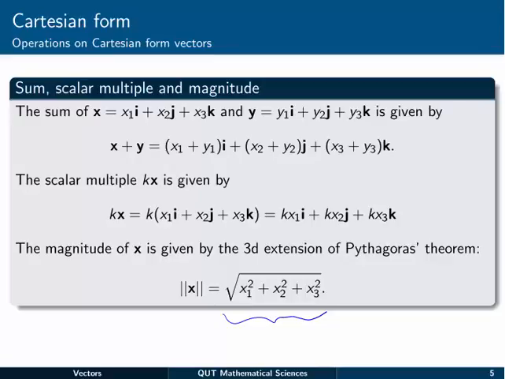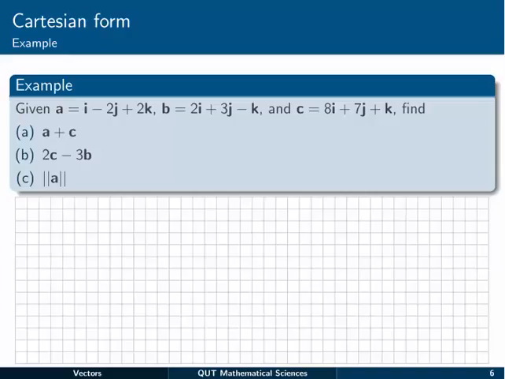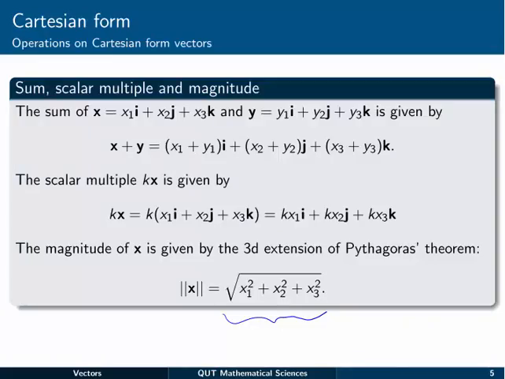Okay, so let's try out these new rules with an example. Here we're given three vectors, a, b, and c in 3 dimensions, written in the rectangular form with i, j, and k unit vectors. We're asked to find the sum of a and c, 2c minus 3b, and finally the magnitude of a. Have a go at this yourself by pausing the video now and trying to work these problems out using the rules that we've just introduced on the previous slide.